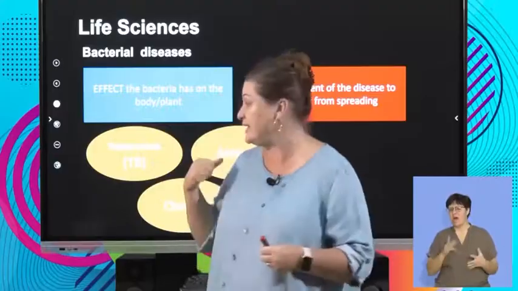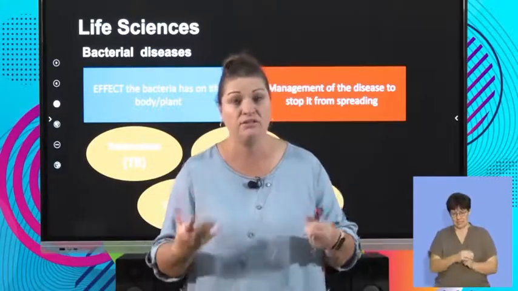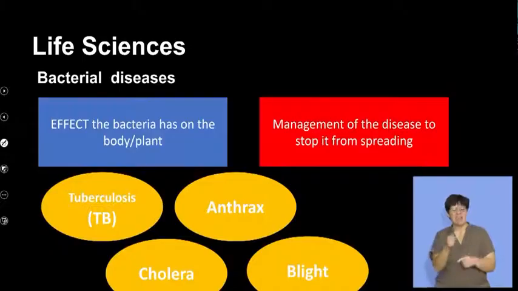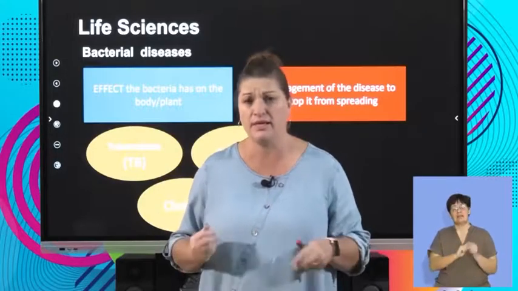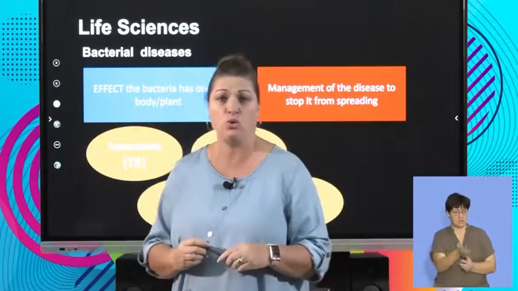The other bacterial diseases that we looked at were anthrax, right, which we get in cattle. We looked at cholera, which we can get if we eat food or we drink water that's contaminated. And the last one we looked at, plants also can get, all right, a fungus, and we call that blight.